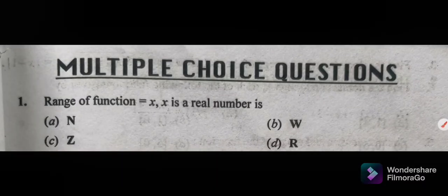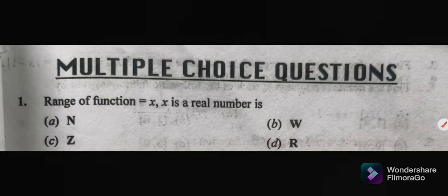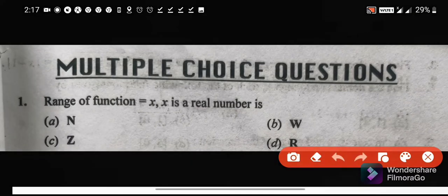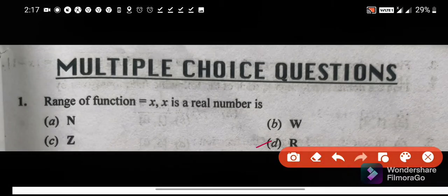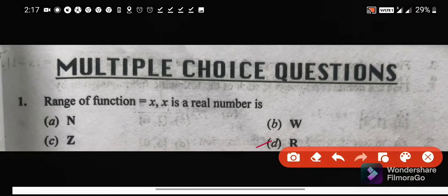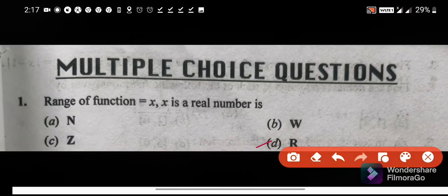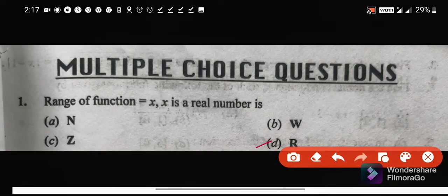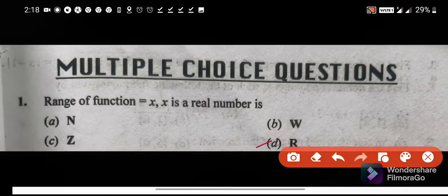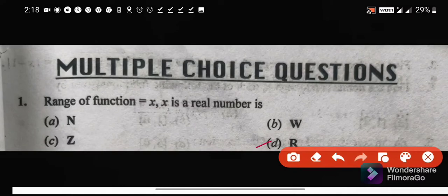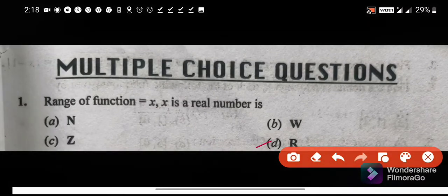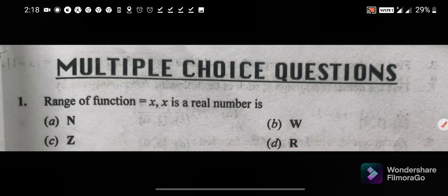Next question. Range of function is equal to x. X is a real number. So answer is D option because R represents set of real numbers. N is for set of natural numbers, Z is for set of integers, W is for set of whole numbers, and R is for set of real numbers. So answer is D option.